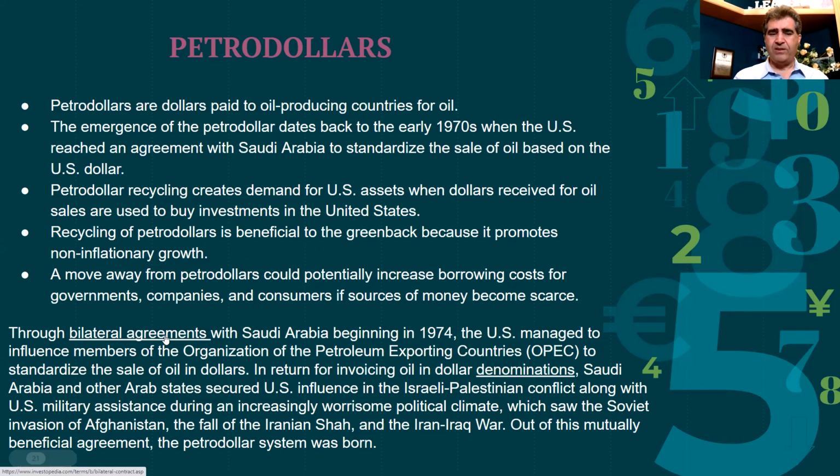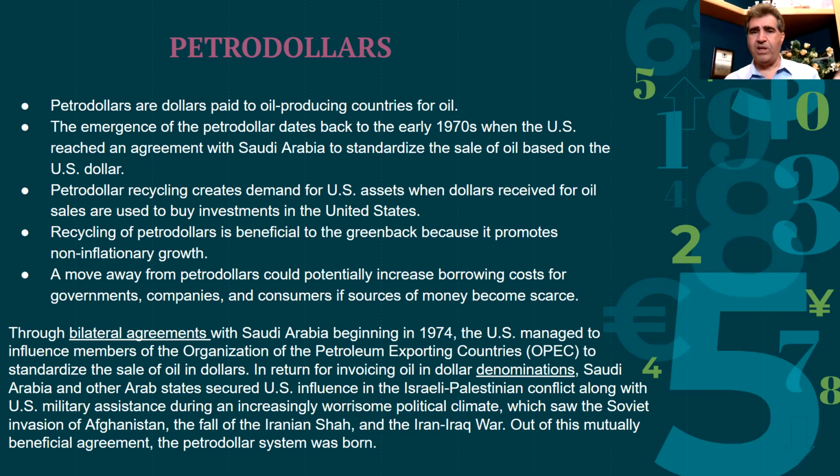Through a bilateral agreement with Saudi Arabia in 1974, the US managed to influence members of OPEC to standardize the sale of oil in dollars. In order to do that, Saudi Arabia and other Arab states saw the US influence, for instance in the Israeli-Palestinian conflict. Because of that, we have a lot of military assistance in the Middle East.